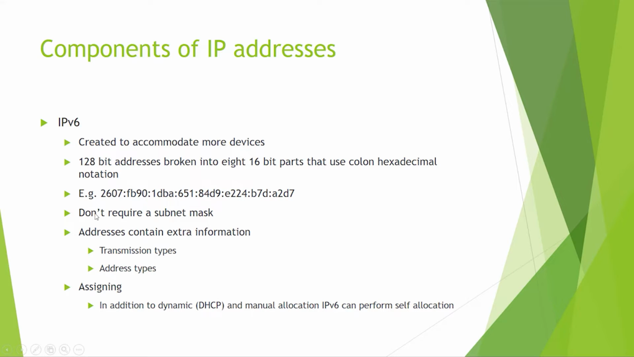IPv6 does not require a subnet mask. It carries more information within the address itself. We're going to talk more about the subnet mask in just a moment. And the address contains extra information such as the transition types. There are 3 of those. Unicast, which is one-to-one, multicast, which is one-to-many, and anycast, which is one-to-many, but it finds the other routers on the system and it passes things through there. This is something that you'd worry more about with server administration. It's not something you'd be likely to change or deal with too much.